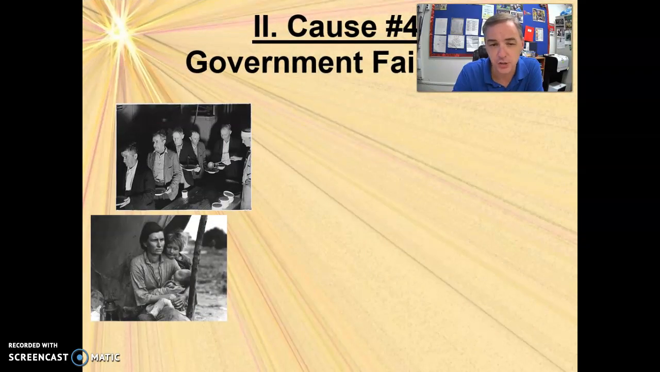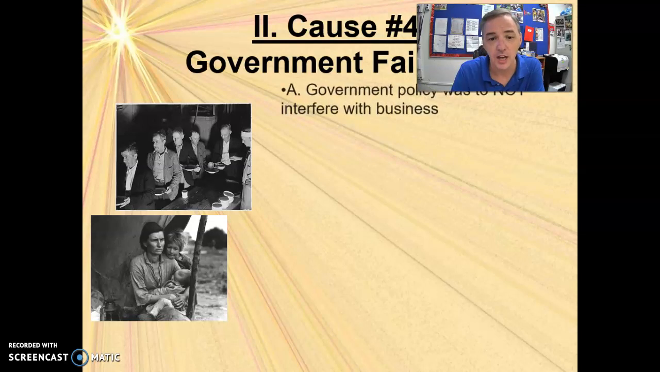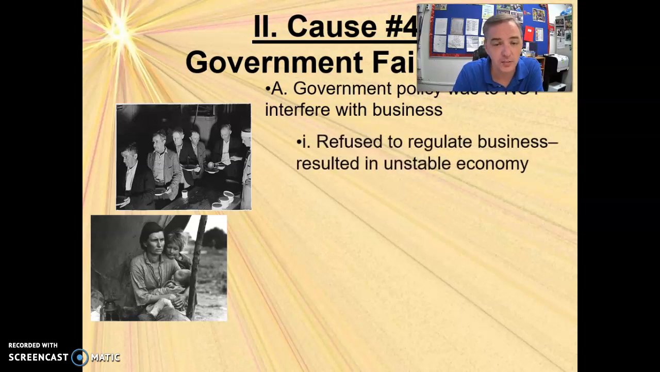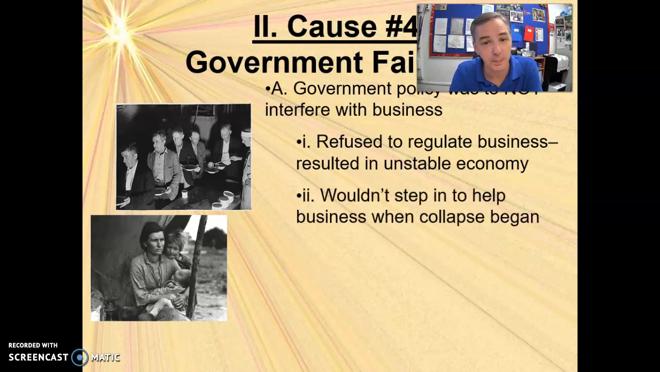The fourth major cause is the government itself. It didn't do enough. Government policy, as we had talked about in the last couple of units, you don't interfere with business. You let business handle itself. The U.S. government particularly refused to regulate businesses, so you had an unstable economy. They wouldn't step in when businesses began to collapse. We'll talk about the Reconstruction Finance Corporation in just a moment.